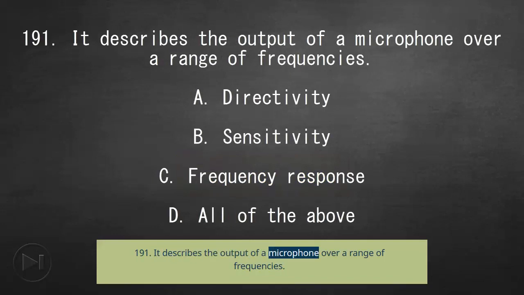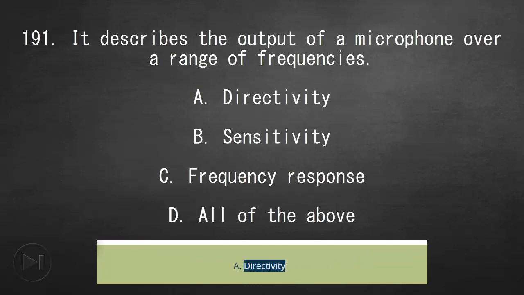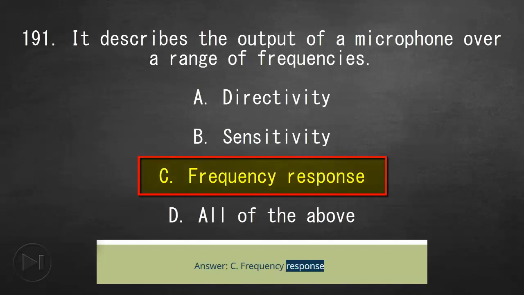191. It describes the output of a microphone over a range of frequencies. A. Directivity, B. Sensitivity, C. Frequency response, D. All of the above. Answer, C. Frequency response.